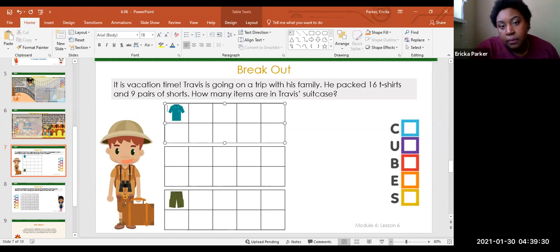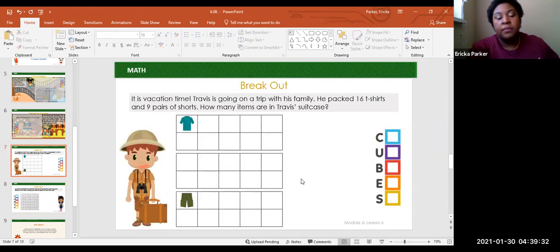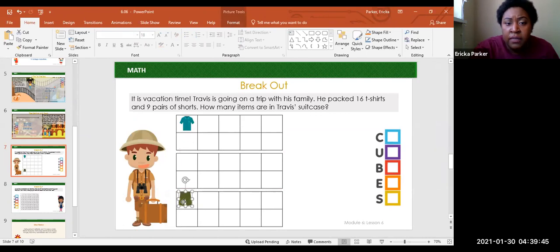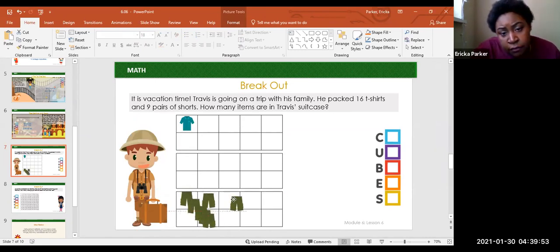All right. Let's take a look here. So he has how many shirts? What are we doing here? So he has 9 pairs of shorts. So let's see here. Oh, they gave us some shorts. Okay. All right, so let's fill in the 10 frame.